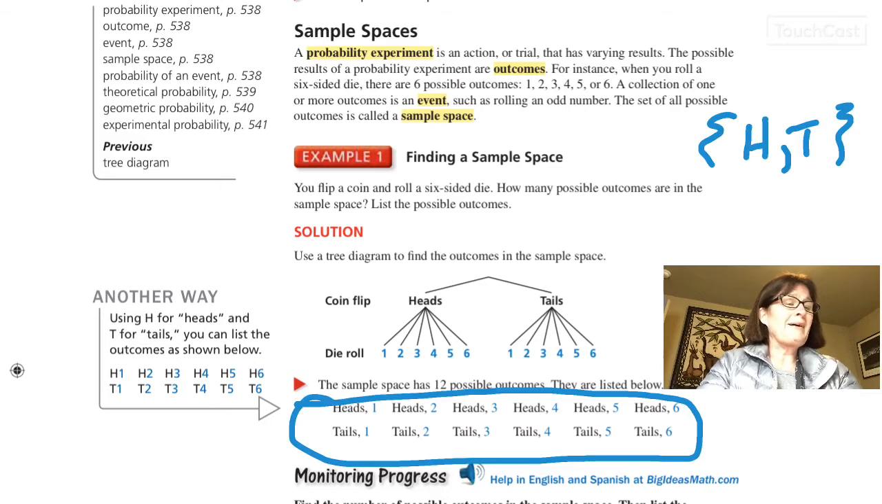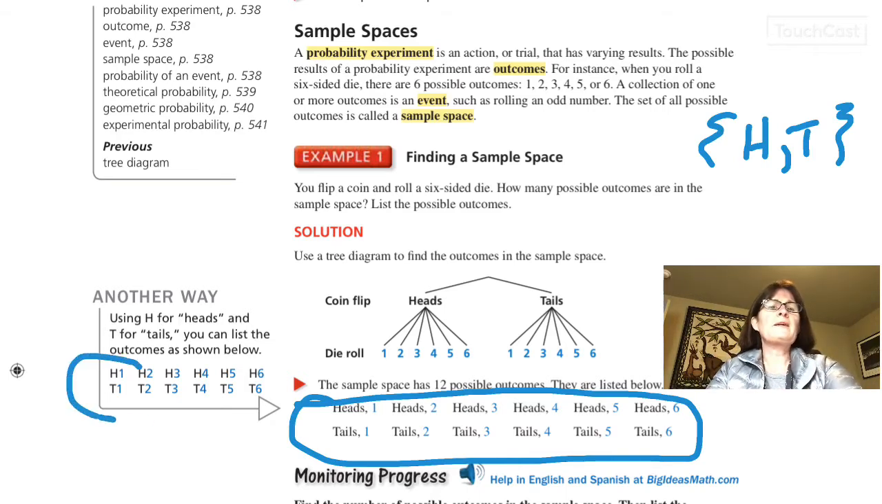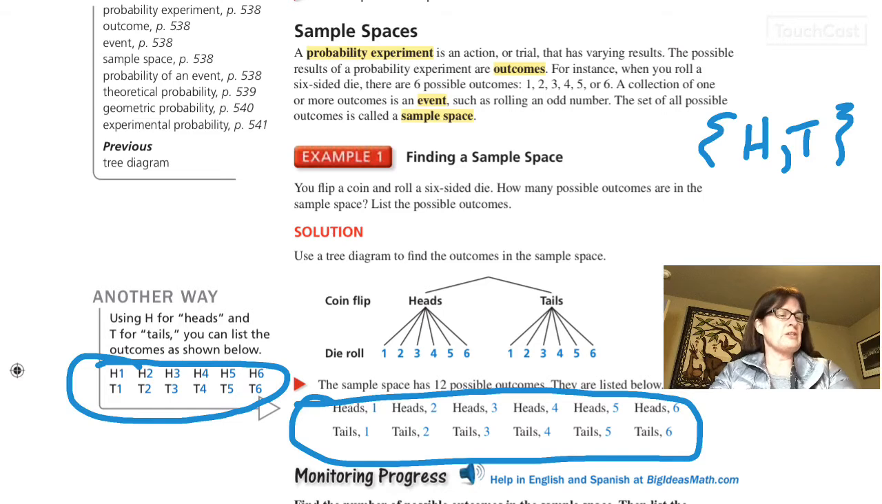Or if you were called upon to list it out, which you really might be in your beginning foray into probability, you might have to write out a sample space. You could pick some appropriate sort of abbreviation, use H for heads and T for tails, and you might write this as your sample space.